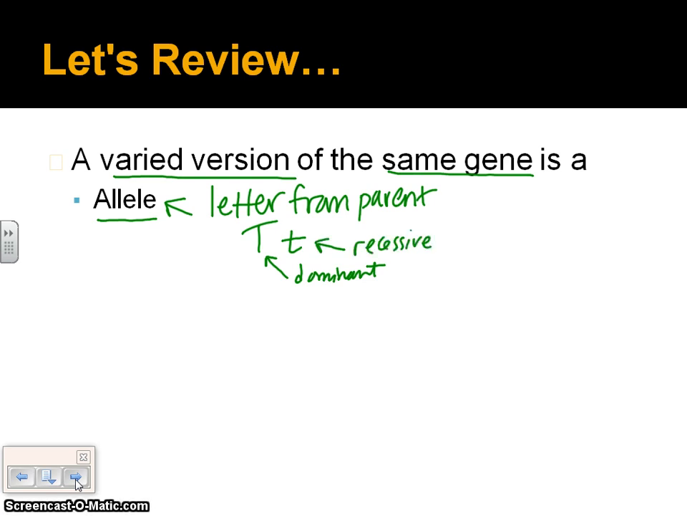Which one is the one that shows? Do you guys know? Yes. The dominant one. The dominant one shows. So we actually see the phenotype of that, the physical traits of that. The recessive one is masked, right? It's covered up. It's definitely a carrier of that recessive gene, but it's not going to be showing it.